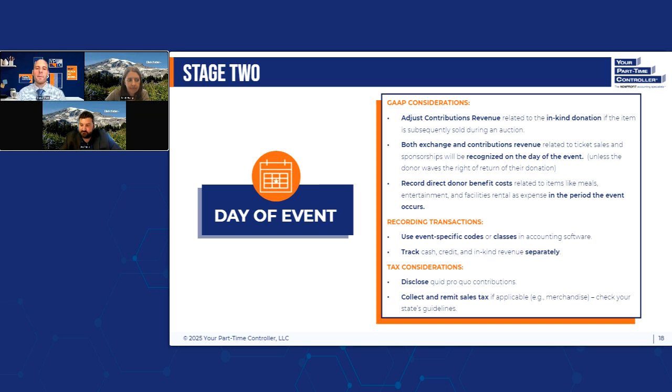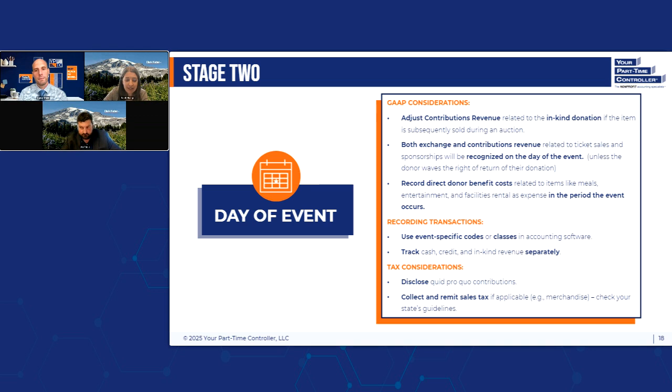Yep, Joe. So in terms of recording transactions, make sure you are using event-specific codes or classes in the accounting software, and also make sure you're tracking cash, credit, and in-kind revenue separately. For this part, though, I want to hone in on that first bullet point, using the event-specific codes, because ultimately, after the event is over, what's the question that you're going to have to answer? How did we do, right? And you can't answer that very critical question unless you have event-specific codes or classes that will help you with that post-event reporting. So making sure you have those by the day of the event will really help you after the event. Sarah, what tax considerations are there for the day of the event?